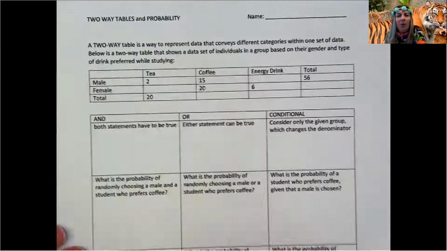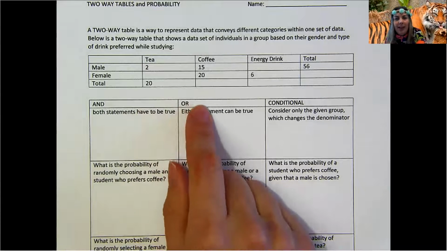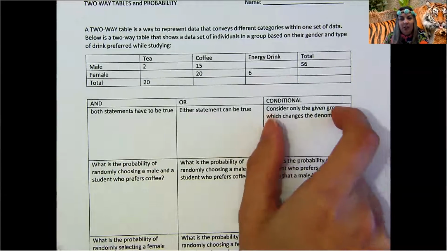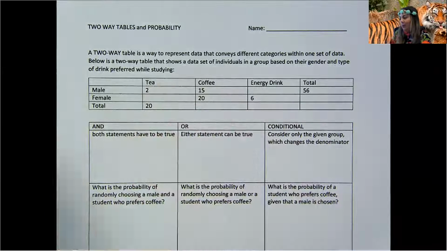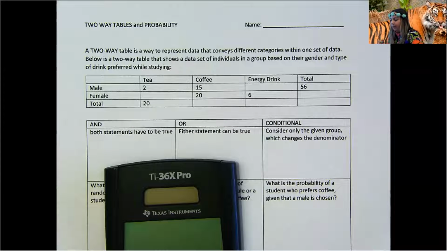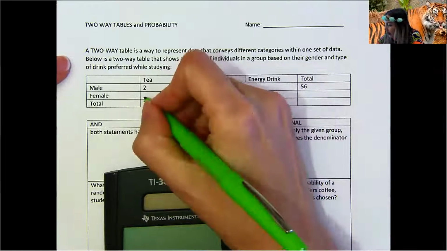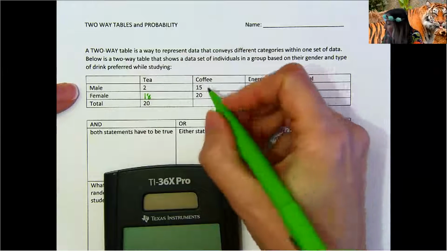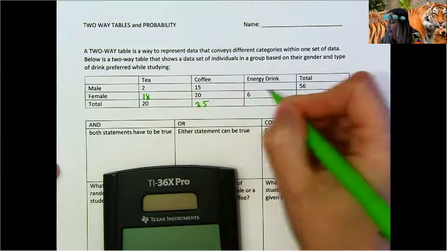Okay, so we've been doing two-way tables the last few days. We did or on the first day, and then yesterday you did and, and today we're going to sprinkle in something new called conditional. But before we get to the questions, we got to finish this two-way table. Looking at the total for T, we have 20 people who want T when they're studying. So that would be 18. I think I would be in the T category. Yes. All right, coffee. If you add that up, that totals to 35.